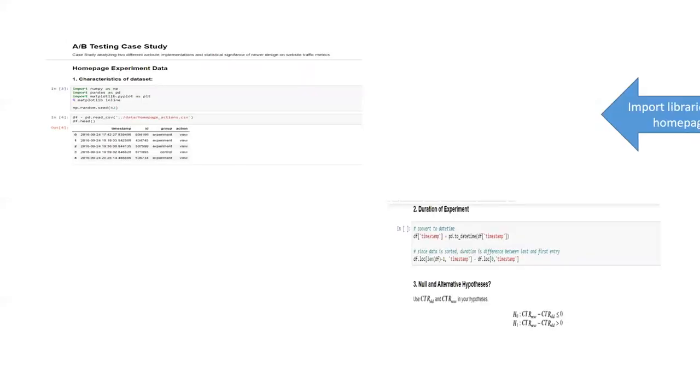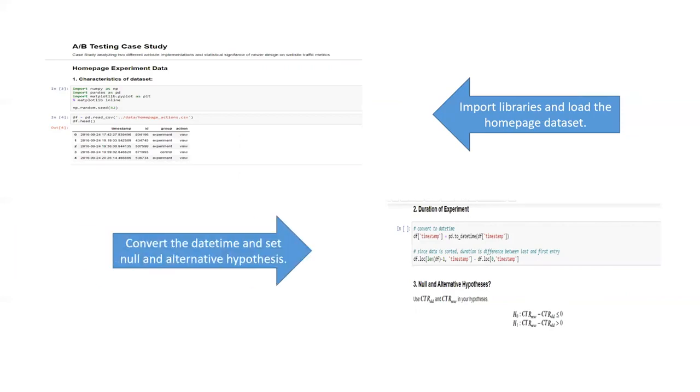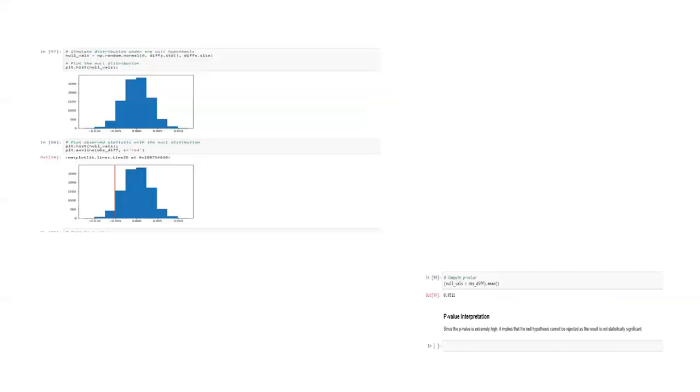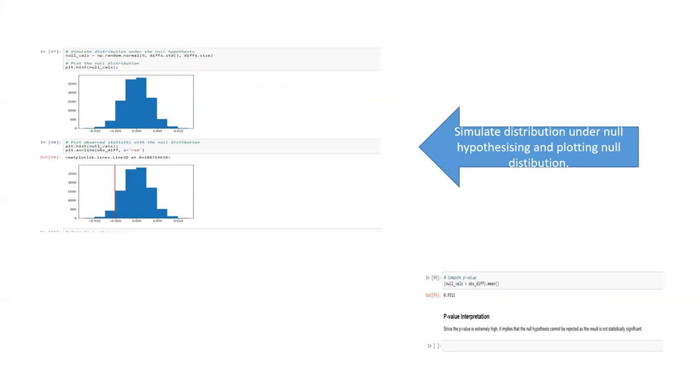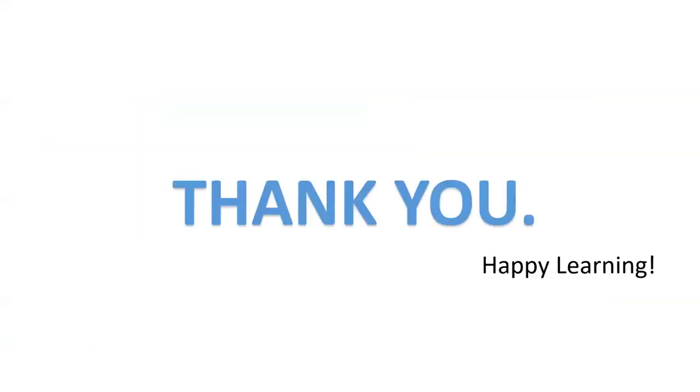This is the code here. First, we import the libraries and load the home page dataset, convert the date time, and set the null and alternative hypotheses. Then we simulate the distribution under the null hypothesis and plot the null hypothesis distribution also. Then compute the p-value. We get a high p-value, so the null hypothesis is accepted at the last.